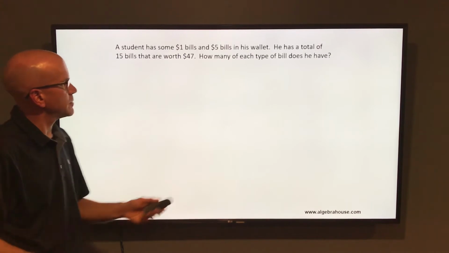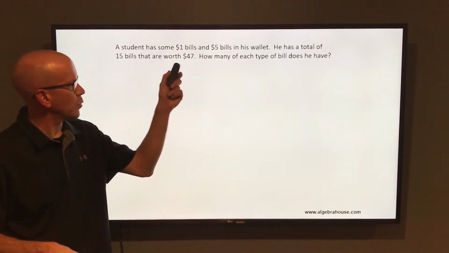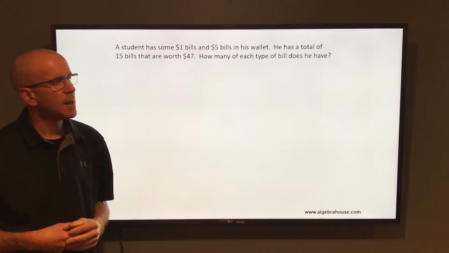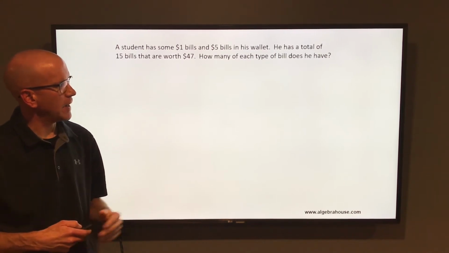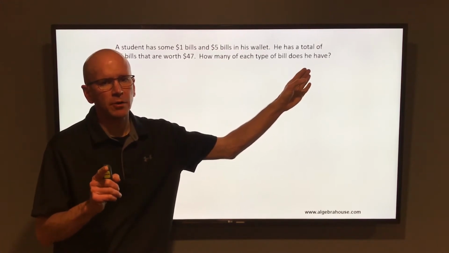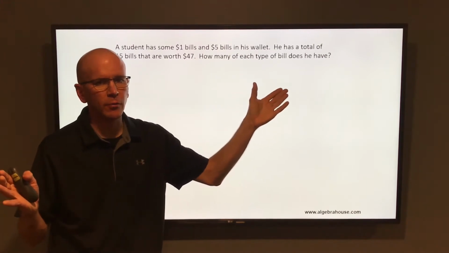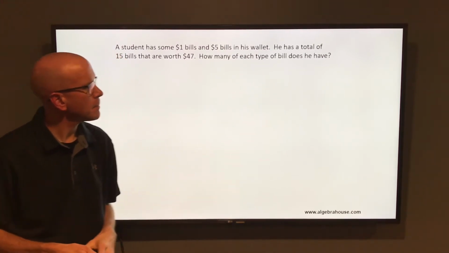A student has some $1 bills and $5 bills in his wallet. He has a total of 15 bills that are worth $47 total. How many of each type of bill does he have? Right there. How many of each type of bill does he have? That's what you're going to let your variables represent. Always let your variables represent what you're looking for, because they are the unknown.